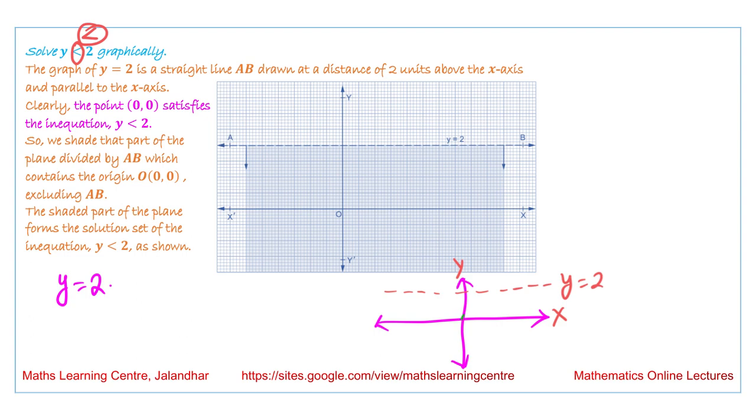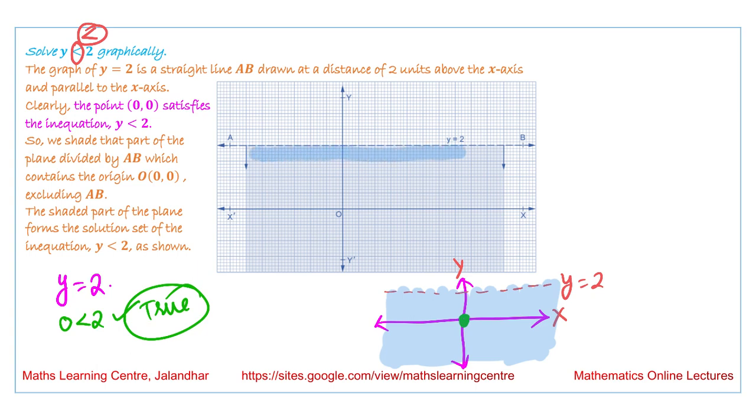Again we consider the point 0 0. If we substitute 0 0 over here, we get 0 is less than 2, which is true. It means this point lies in the portion of the solution. So the portion below the line y is equal to 2 is the solution set, excluding the line y is equal to 2. So the shaded part of the plane forms the solution set of the inequality y is less than 2.